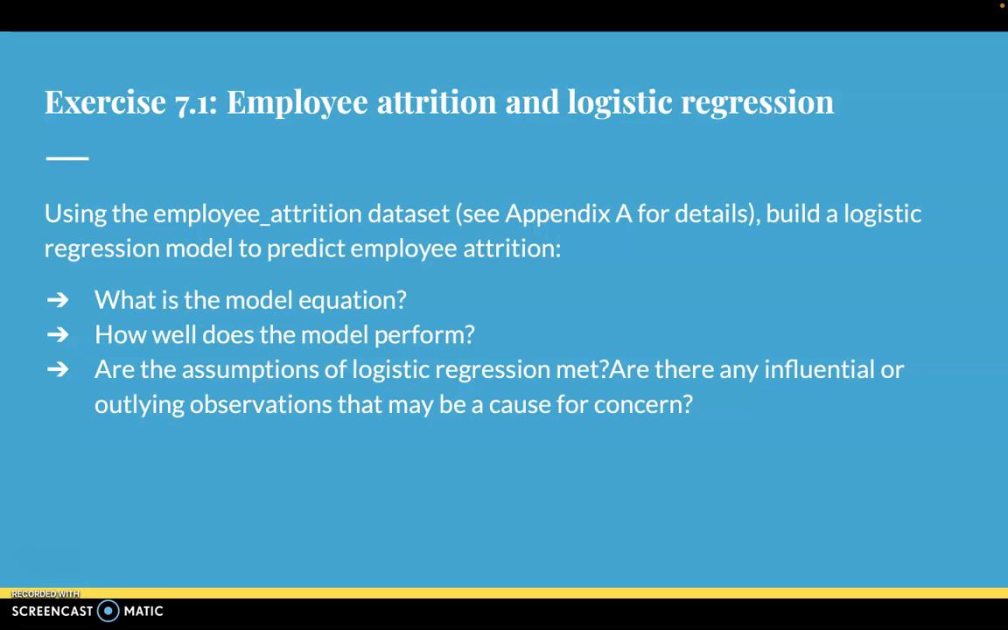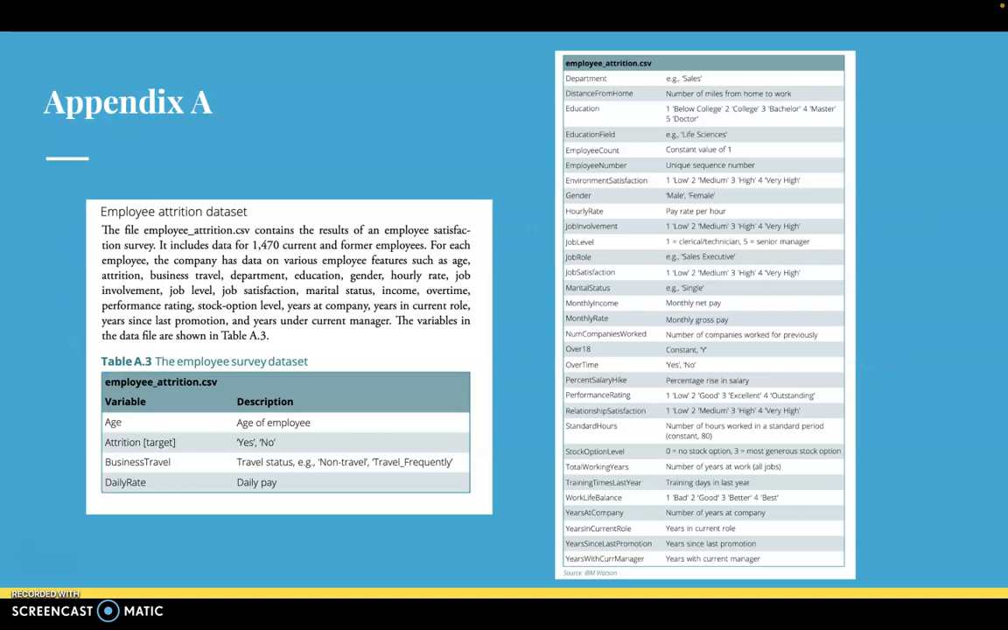First off, we were instructed to use the employee attrition data set to build a logistic regression model in order to predict employee attrition. We were then asked what the equation for this model is, how well it performs, whether the assumptions of the logistic regression are met, and whether there are any influential or outlying observations that may be cause for concern. Here we've included Appendix A that gives more details based on the different variables that can be used for this regression.